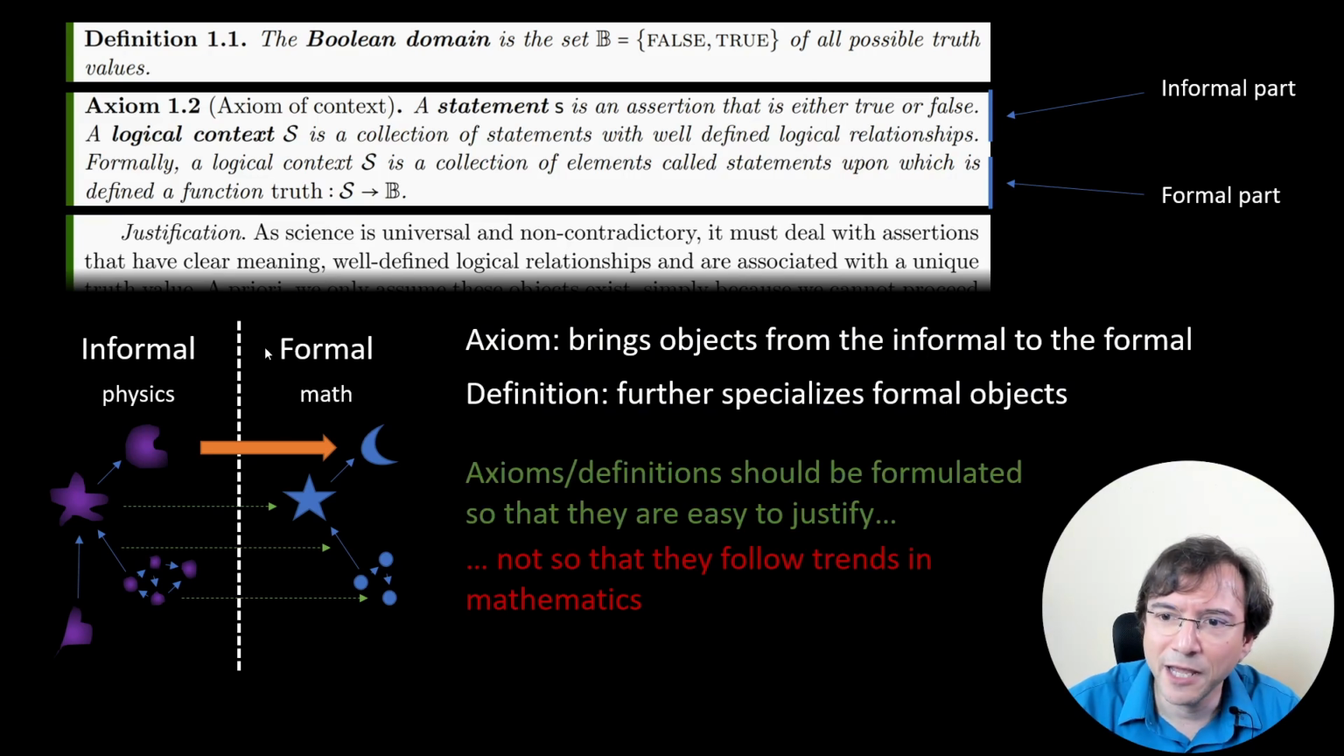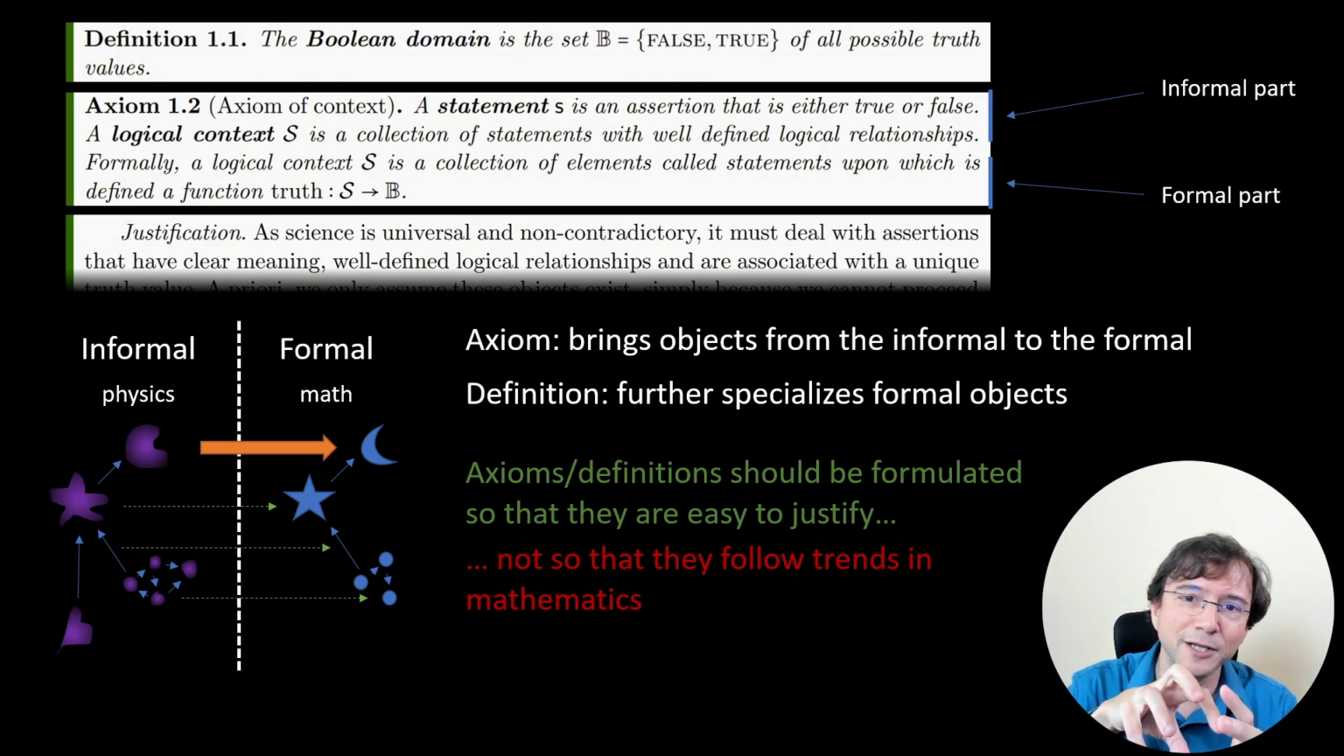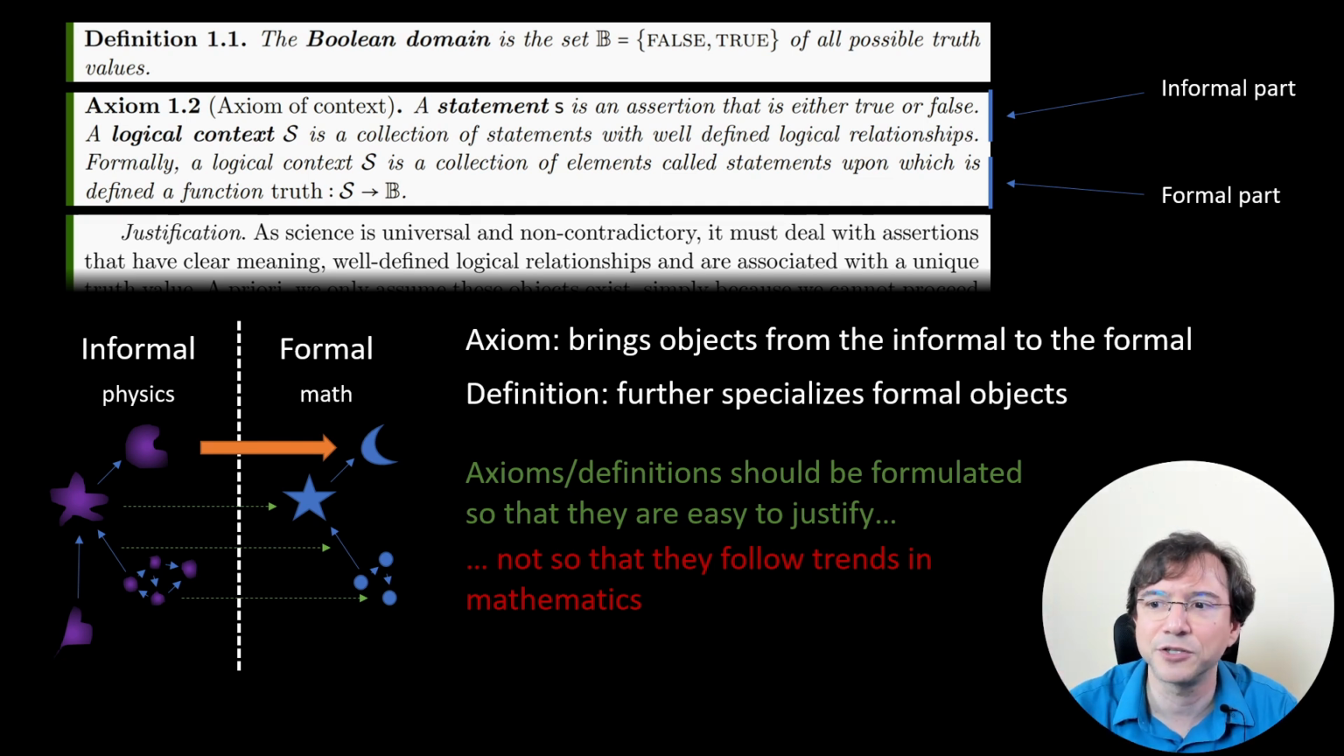So again, if we look at the relationship between the informal system and the formal system, an axiom is something that brings an object from the informal system to the formal system and specifies what these things must be. Definitions instead are things that work within the formal system and further specify formal objects. So an axiom brings in a certain object, and then a definition says, oh, these parts are going to have this additional property, these other things are going to have additional properties.